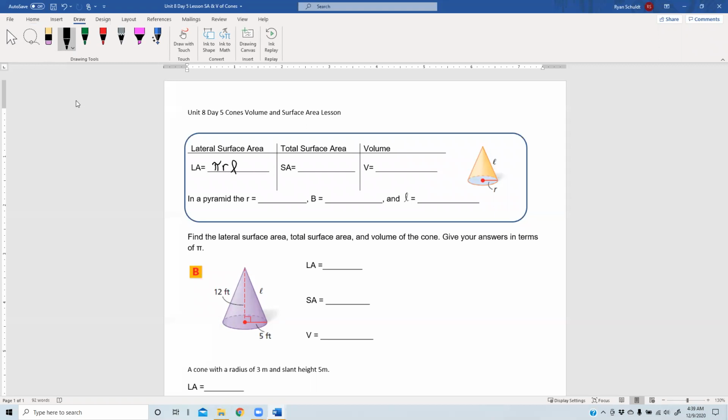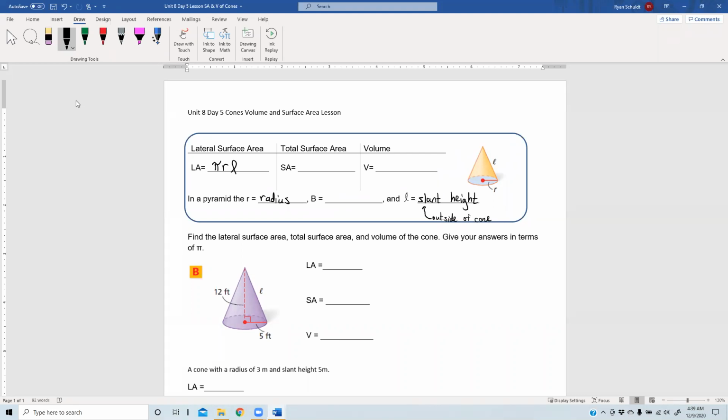Now we know what pi is. Pi is just pi. R is your radius. And L was that new one we learned yesterday. L is slant height. Remember, this is along the outside of the cone. How far from the tip along the outside down to the bottom? So I'm just going to make a note of that. This is the outside. Okay, so that's lateral surface area.